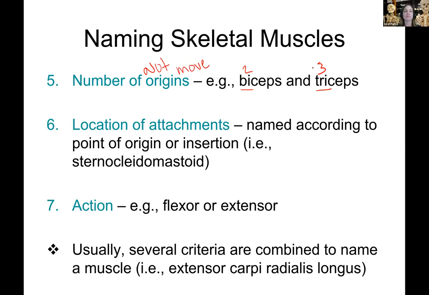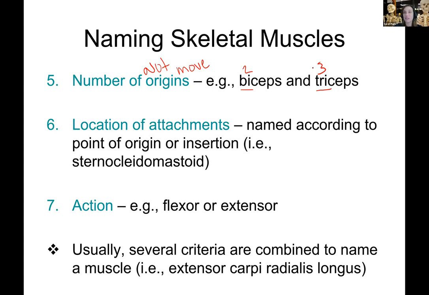Okay. And then last is the action. A lot of times, if you see the name flexor or extensor in the name of a muscle, you know what it's doing. It's either flexing or it's extending back out at that joint. Now, a lot of times, of these 7 criteria I just walked you through, a lot of muscle names have more than one of those criteria in them. And so here's a great example that I added in. This muscle right here, this is not one that you have to learn.